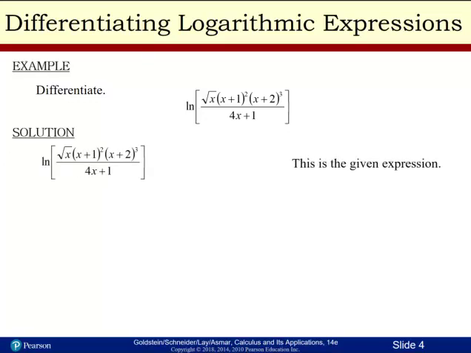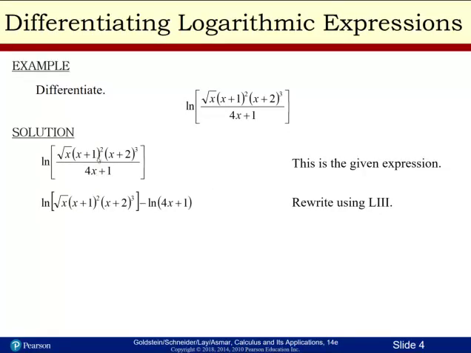So we write down our given expression. We're going to rewrite this using property 3, which was the one with the division. So we write anything that's in the denominator as negative. Then we're going to rewrite using property 1 that had to do with the multiplication. So I have 3 different terms being multiplied here. So I wrote those 3 terms out.